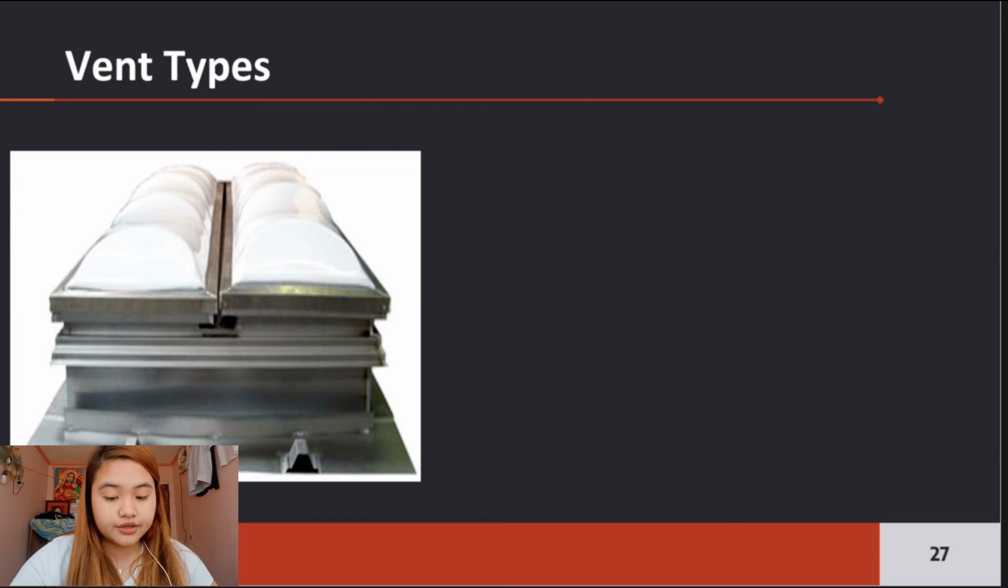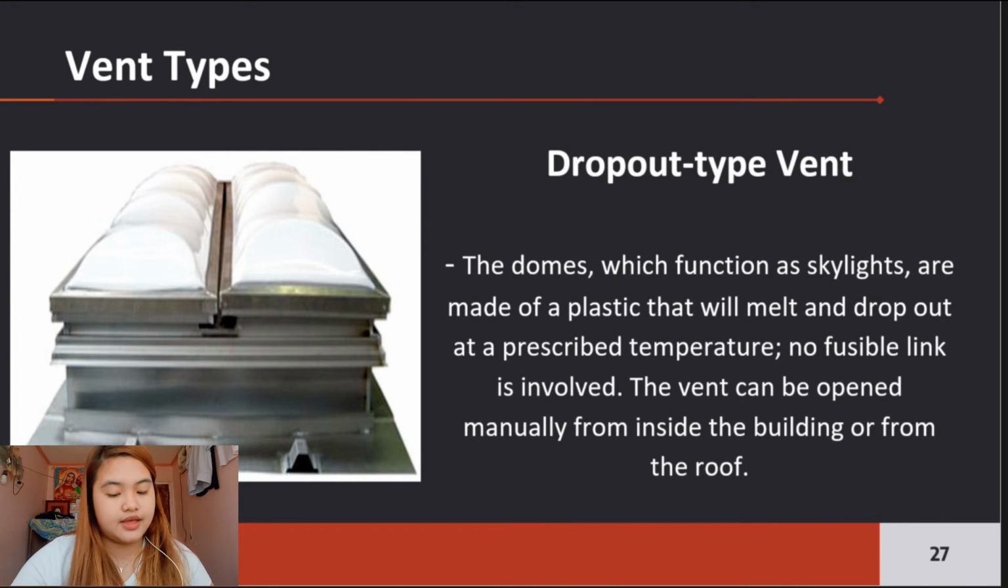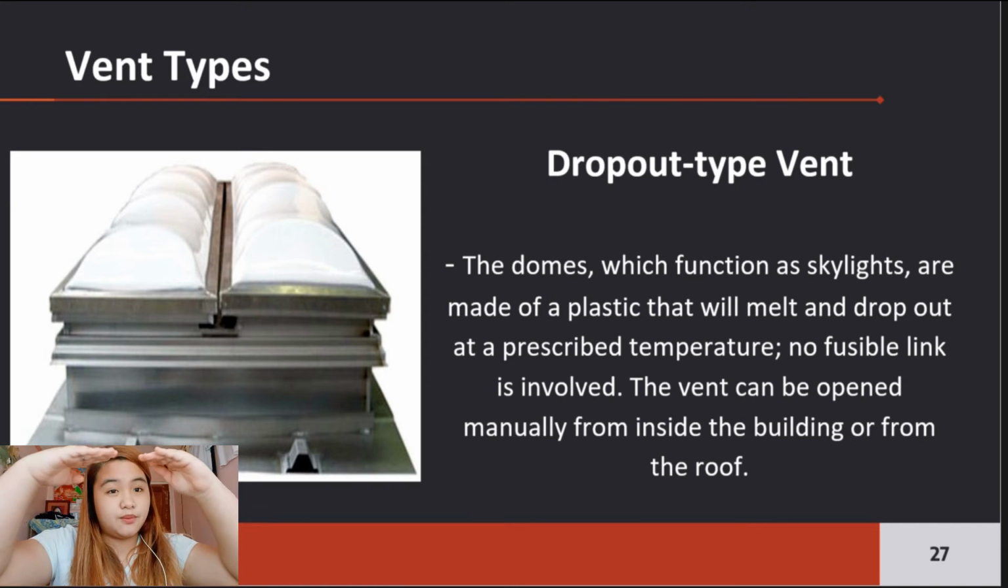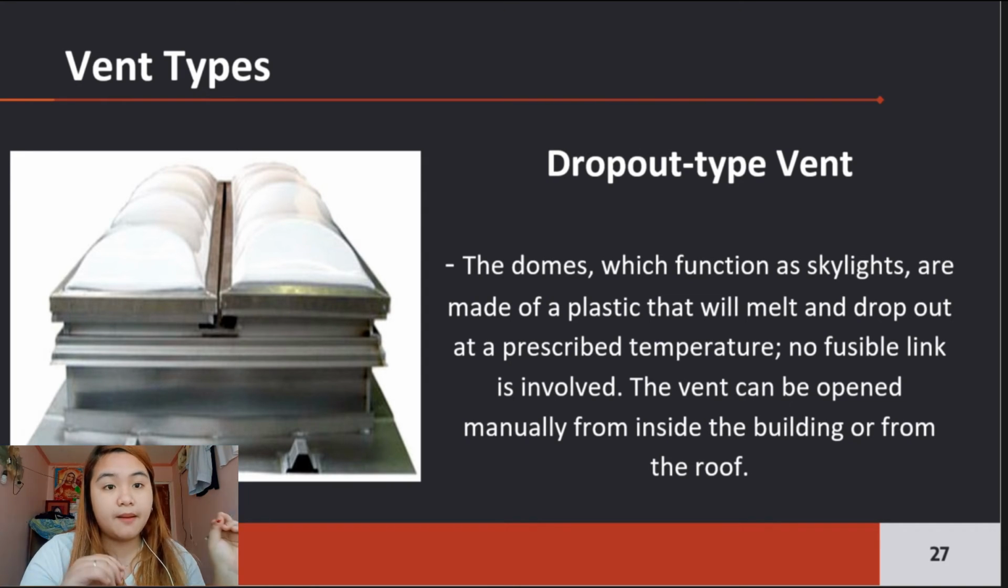So, next, another type of vent is the dropout vent. So, dropout vents are the domes which function as skylights, made of plastic that will melt and drop out at the prescribed temperature. No fusible link is involved, dili pareha atong sa isa. So the vent can be operated manually from inside the building or from the roof. Kapantay mo nang naiuban per sa SM Uptown nga murag clear iya ha. Dili na siya roof but that is somewhat a dropout type vent.